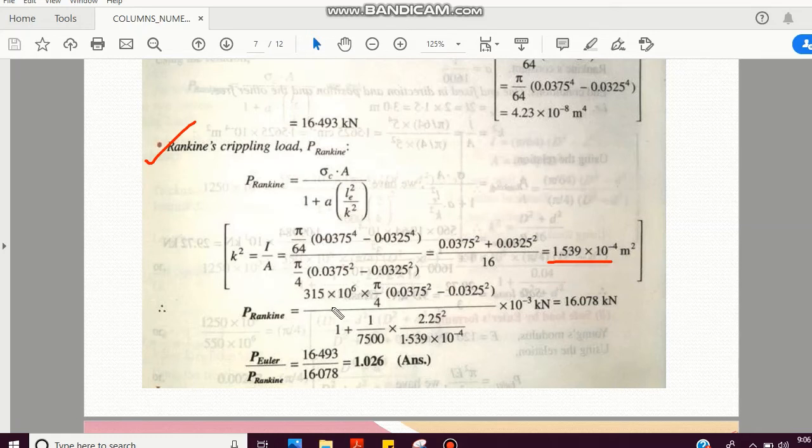So the Rankine's load, that is sigma c value, is 315 into 10 to the power 6 into area by 1 plus small a value, 1 by 7500, into L square by K square, this is the K square value. So the Rankine's load comes to 16.078 kilonewton. So the ratio of Euler's load by Rankine's load becomes 1.026.